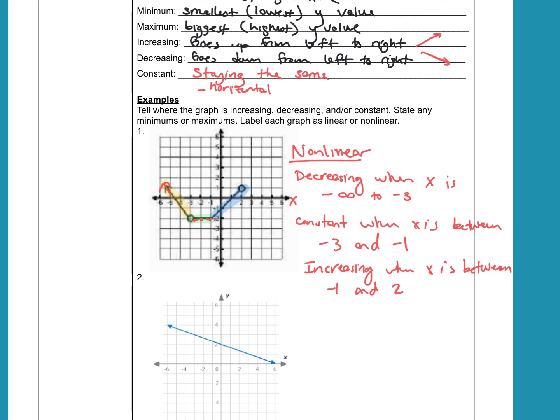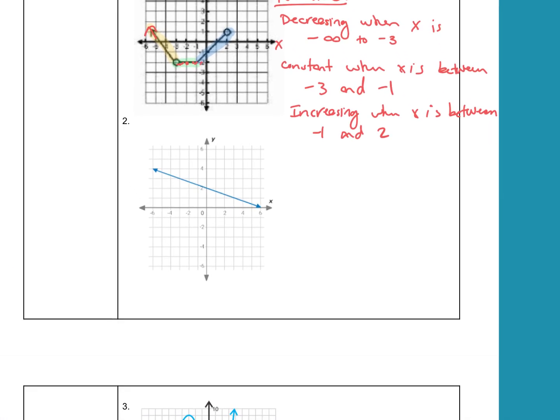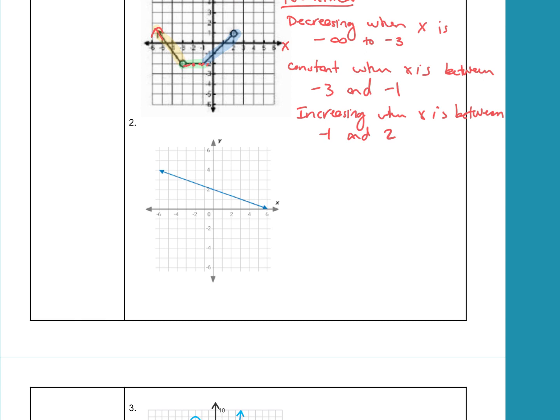Let's look at number 2. This graph is linear. It forms one single straight line. So it is a linear graph. Again, there's no min or max because this arrow means it's going to forever get higher and higher. This arrow means it's going to forever get lower and lower. So there's not a single min or max.